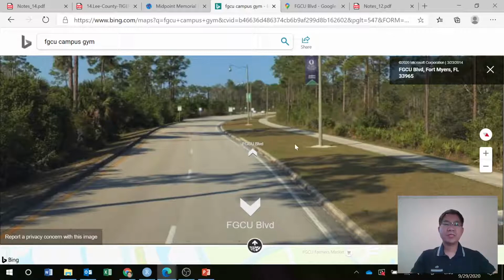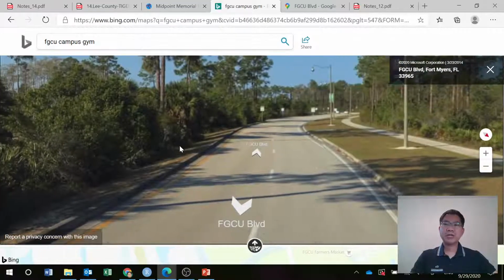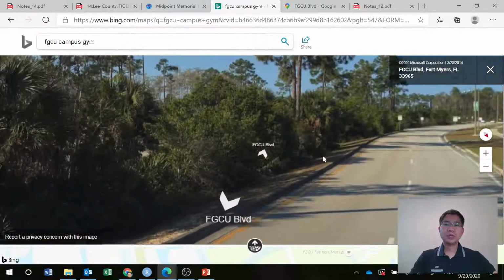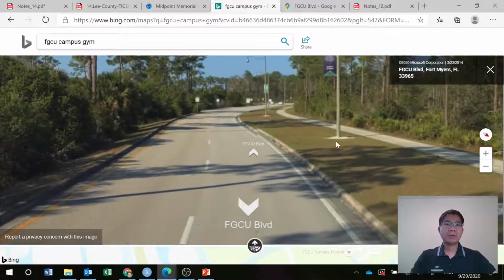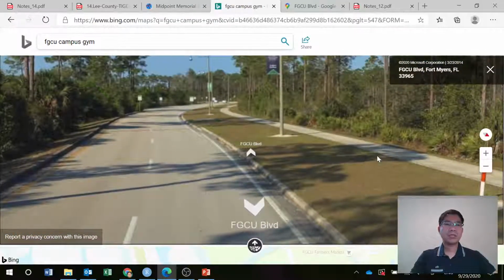And as you can see, no landscape, no median, nothing natural here, and a simple sidewalk. So in this case, it's not considered a complete street. It has to accommodate the bike lane, accommodate the walking street, and the landscape has to look better.